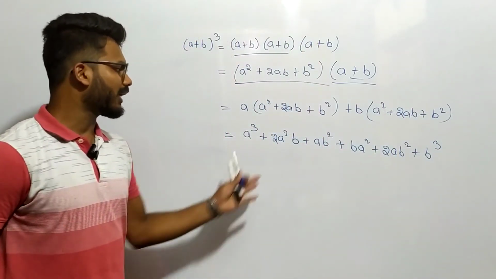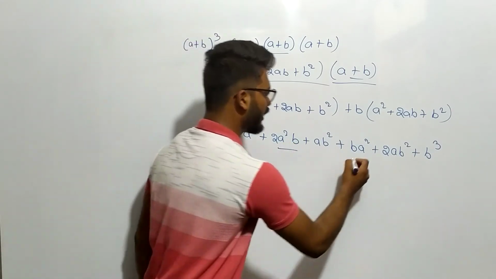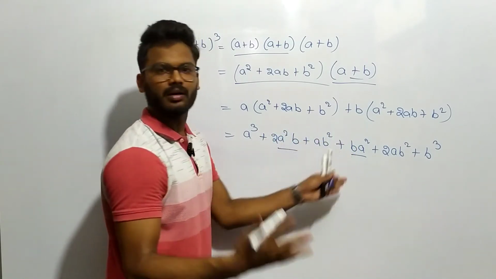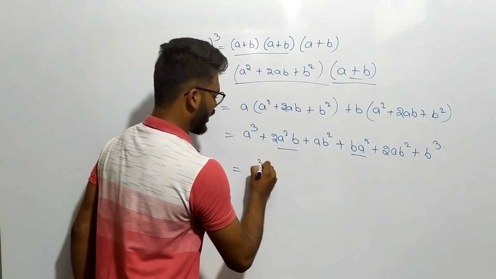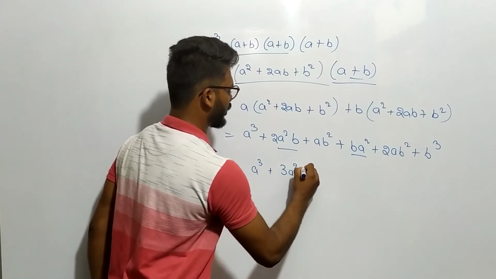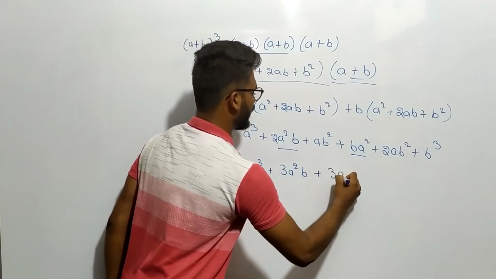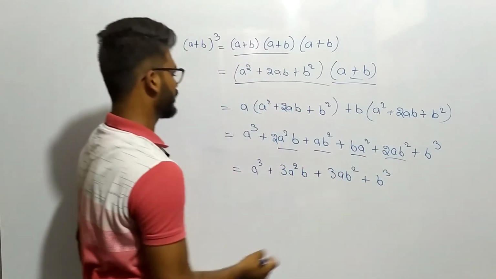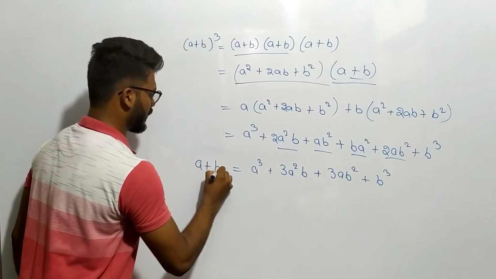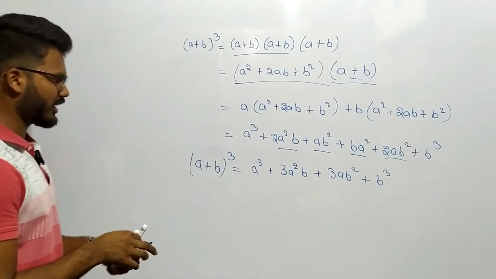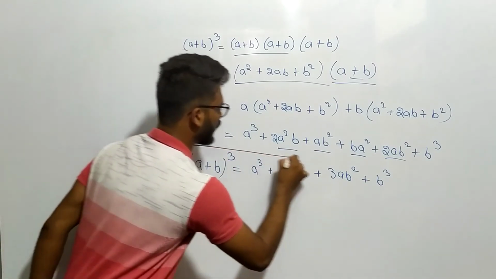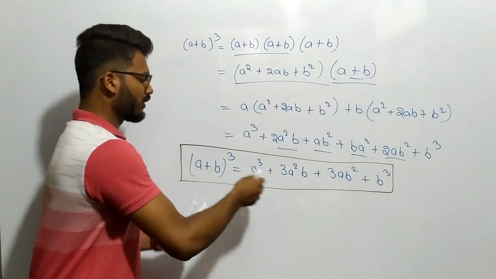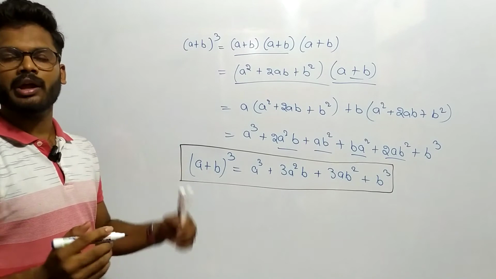Here we have to see what the like terms are. a square b, here also a square b, and ba square is nothing but a square b. So these two are like terms. Here you have 2 plus 1, total 3. So a cube plus 3a square b plus 3ab square plus b cube. This is the formula for (a plus b) whole cube. (a plus b) whole cube is equal to a cube plus 3a square b plus 3ab square plus b cube.